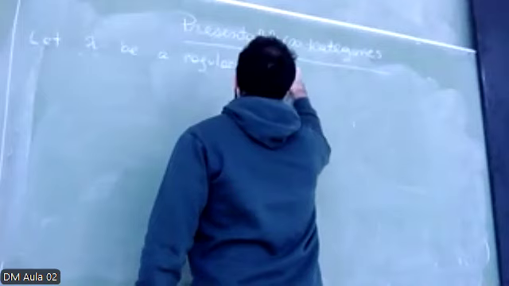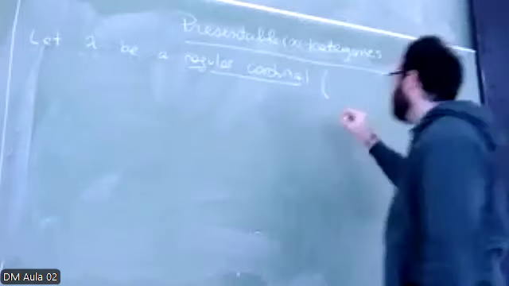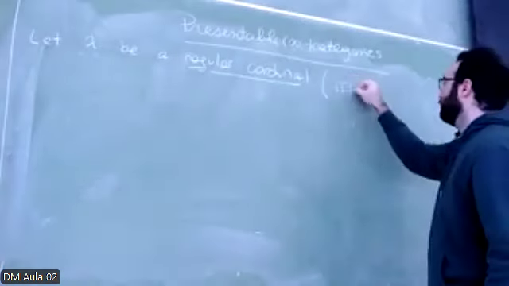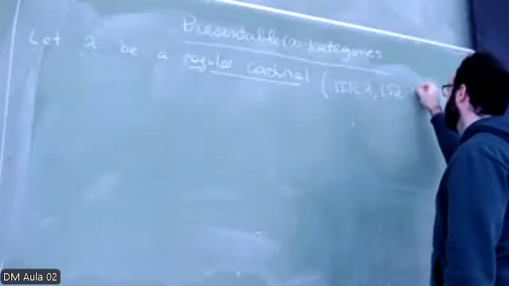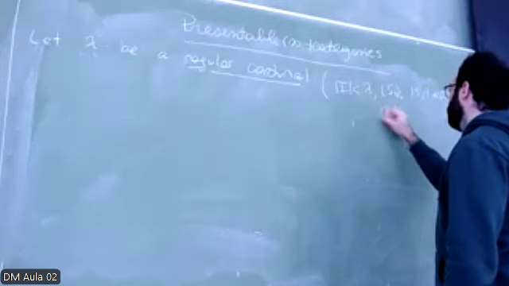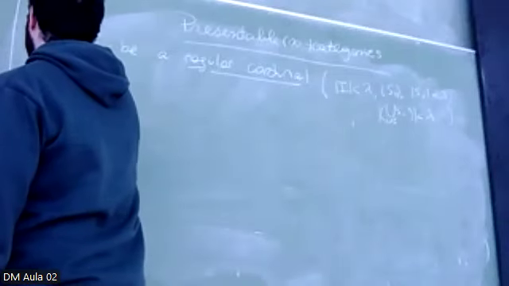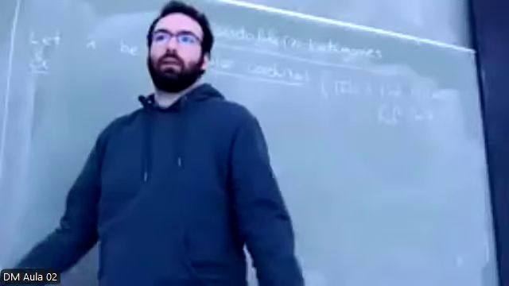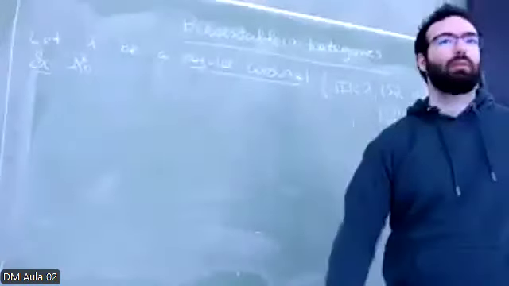Okay, so first things first, lambda will be a regular cardinal. This means that if I have an indexing set of cardinality less than lambda and a family of sets, each of cardinality less than lambda, then the union over I of these sets also has cardinality less than lambda. Okay? For example, if you have a finite union of finite sets, then it is finite. So the first infinite ordinal is regular. Right?